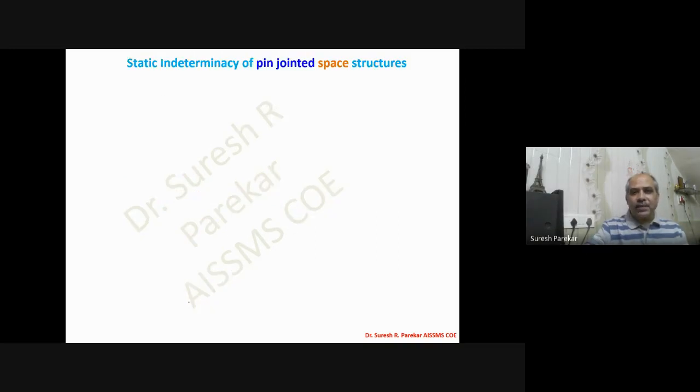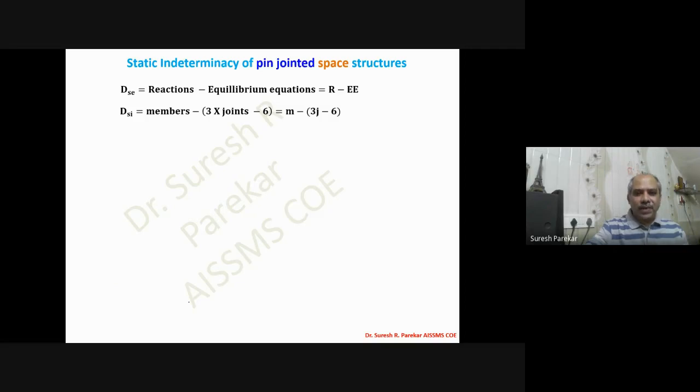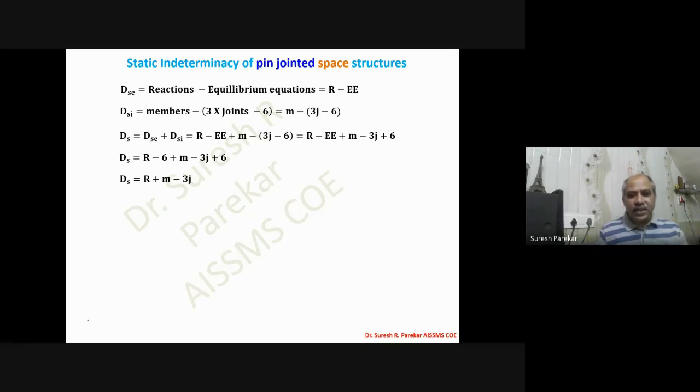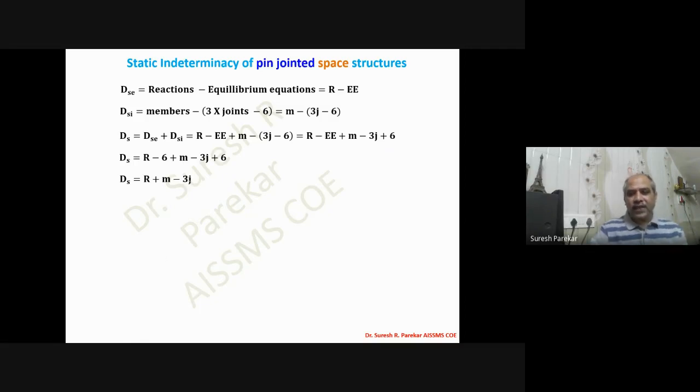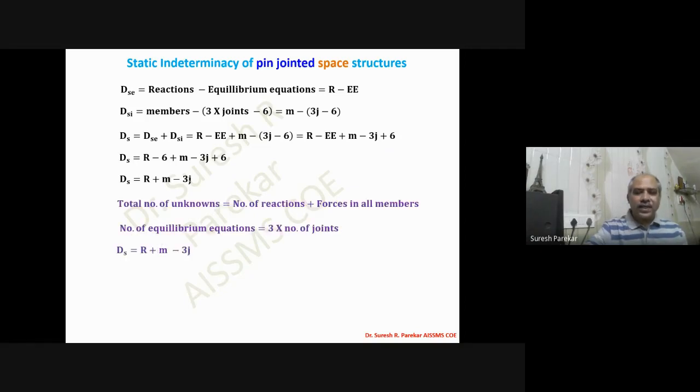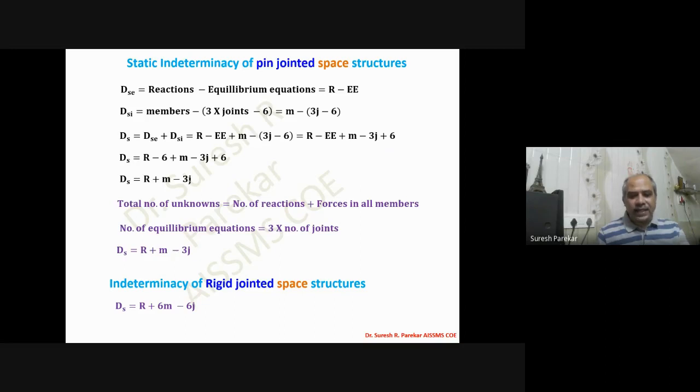Then the static indeterminacy of a pin jointed space structure, I will not go into detail. 3 into joints minus 6, because we have 6 equilibrium equations over there. Then we get ds equal to R plus M minus 3J, because here again we have a concurrent force system, and for space we have 3 equations: Fx equals 0, Fy equals 0 and Fz equals 0. So no moment equations will be there. For the indeterminacy of rigid jointed structures, this 3 will be replaced by 6, and we will get this equation. If we go by the formula, it is in the same fashion.